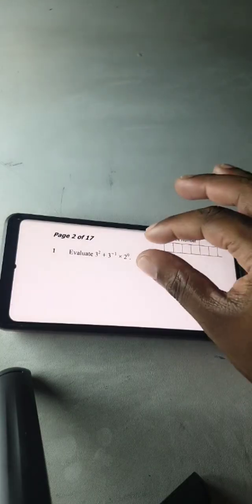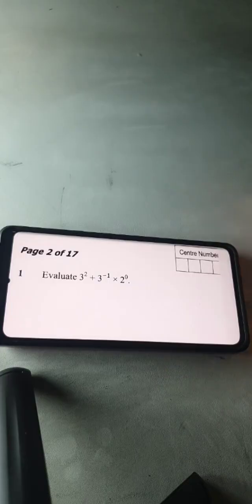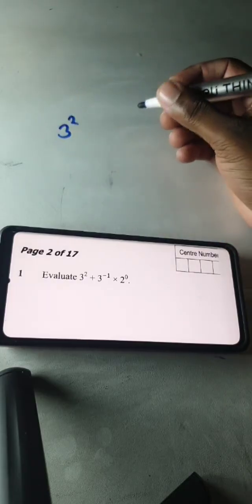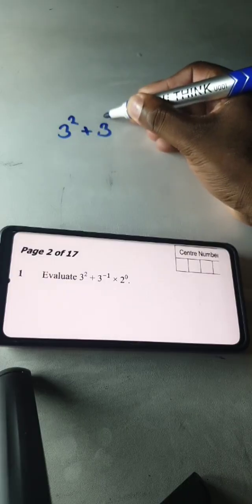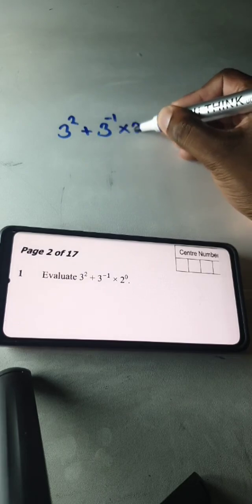All right, so question number one. I'm hoping to finish the entire paper, but we'll see how far we'll go. Question number one is saying evaluate, all right? So we are evaluating 3 squared plus the inverse of 3 times 2 to the power 0.